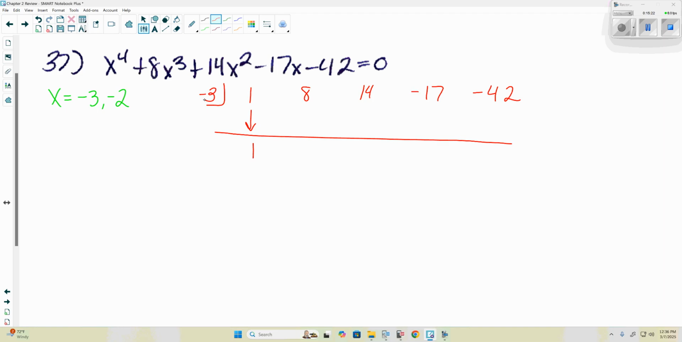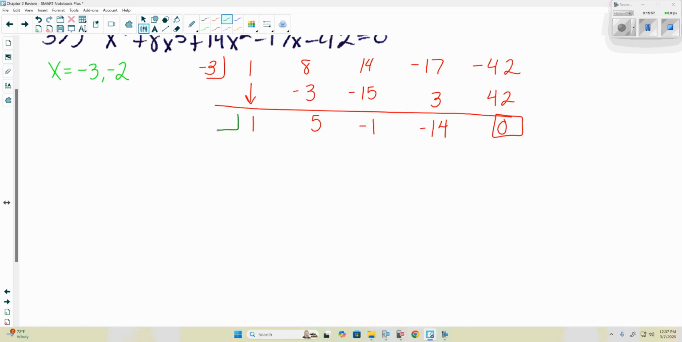Okay. What do we want to do first, -2 or -3? So we'll do our synthetic division. -3 times 1 is -3. Add straight down. 8 plus -3 is 5. -3 times 5 is -15. 14 plus -15 is -1. -3 times -1 is 3. -17 plus 3 is -14. And -3 times -14 will give us +42. So we did it with one of our two solutions.